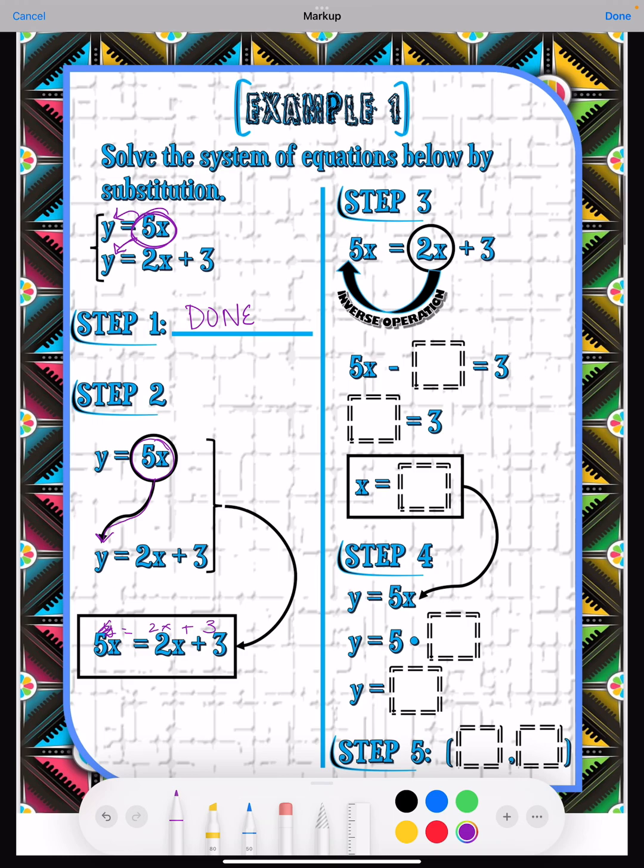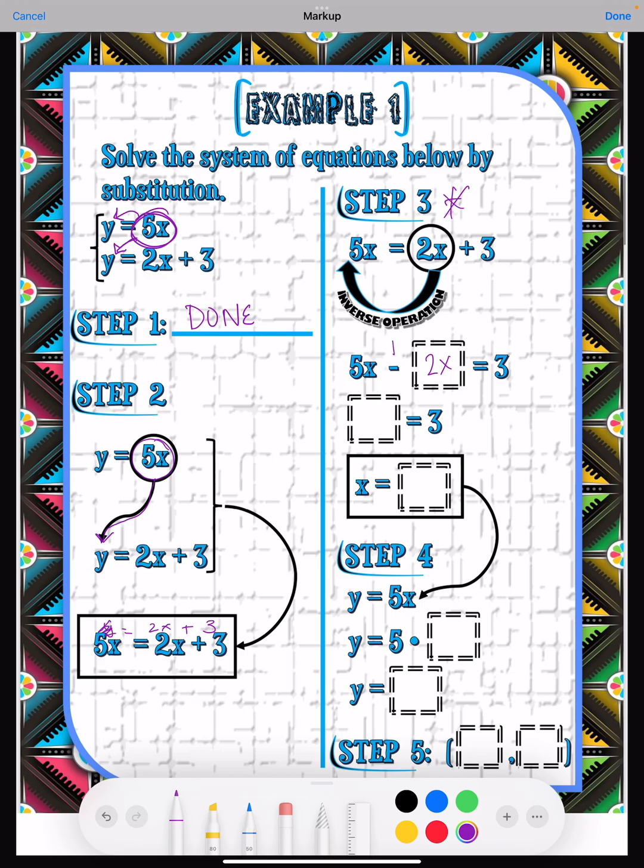Okay, and then I'm able to solve, because now I just have an equation right here in step 3. I have an equation with one variable, so I can solve for that variable. 5x and 2x are like terms, so I need them to be together. So what they did is they took 2x and they moved it to the left side of the equation, making it minus 2x.